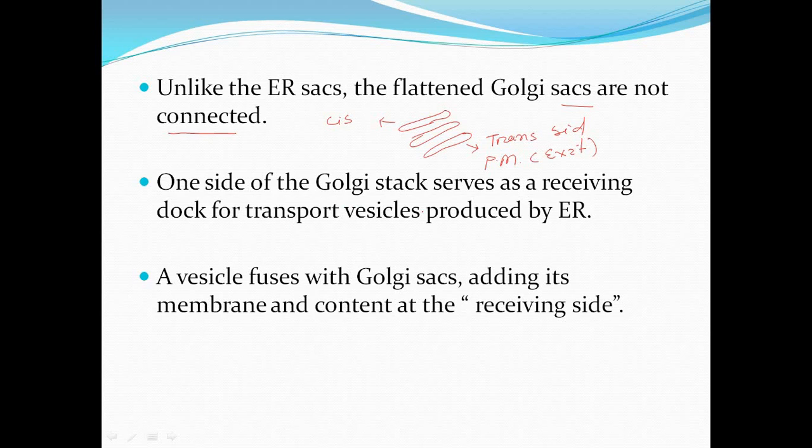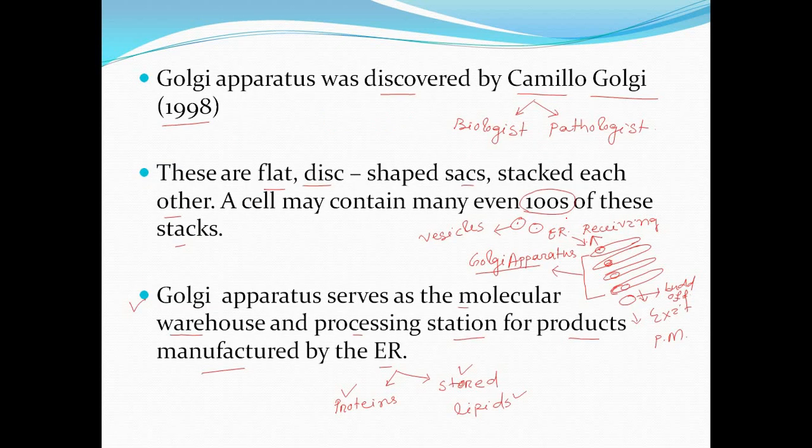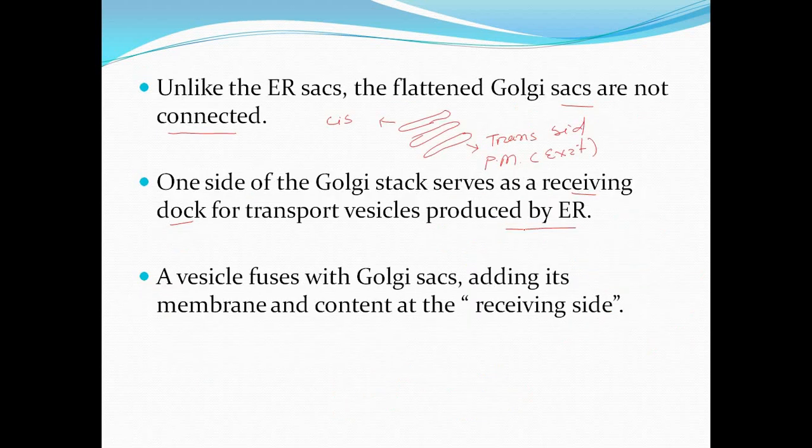One side of the Golgi stacks serves as a receiving dock for transport vesicles produced by the endoplasmic reticulum. I already explained that in the last slide. This is the receiving side, and it receives the transport vesicles from the ER. And the third point is here: a vesicle fuses with Golgi sacs.